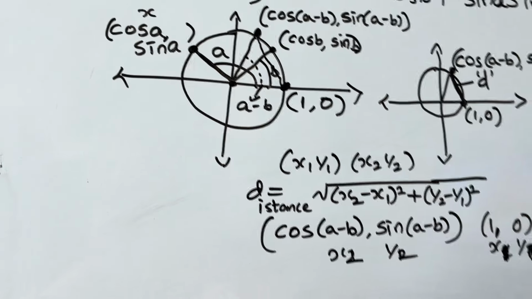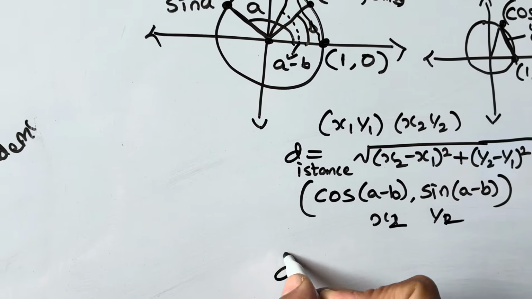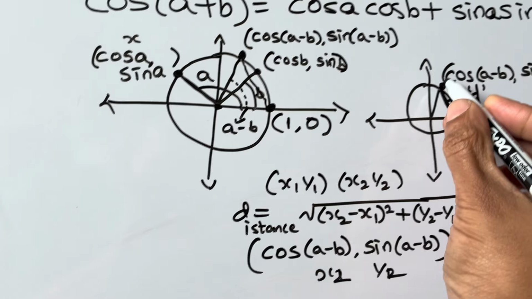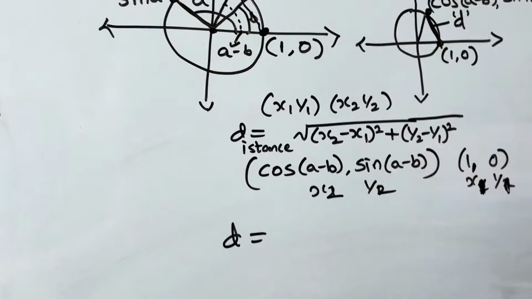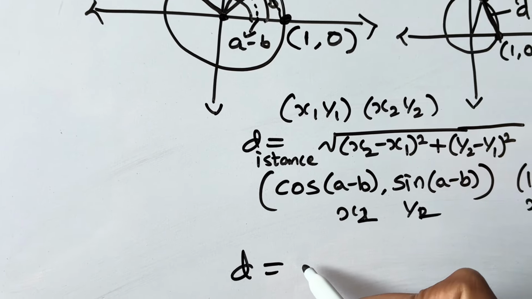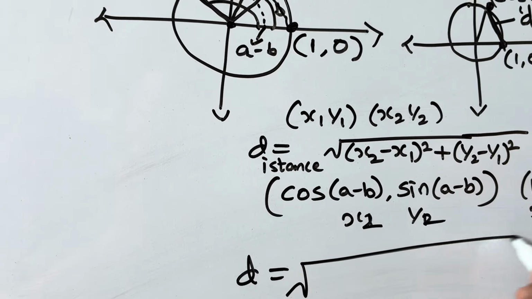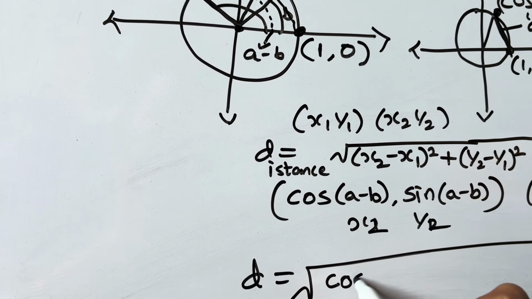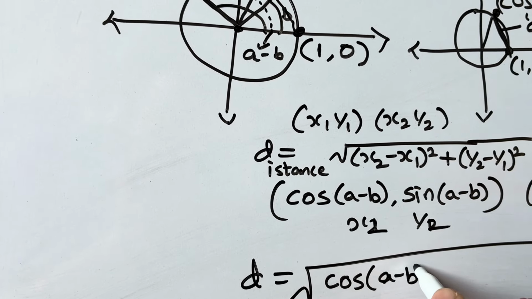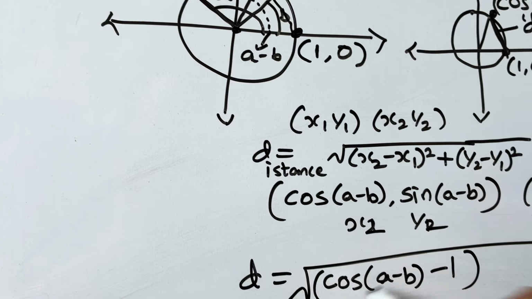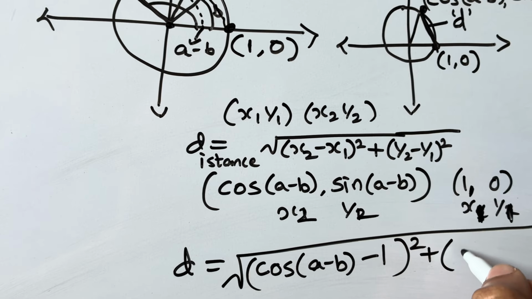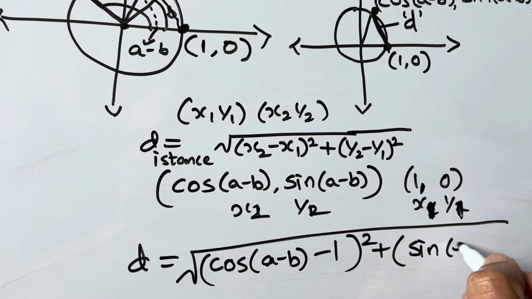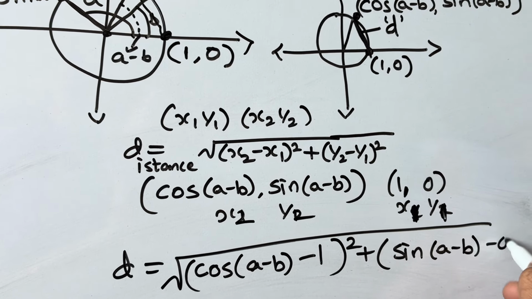So let's now apply the distance formula here. Let's say this length is denoted as D, and the distance between the two points would be D equal to the square root of cos of A minus B minus 1, whole square, plus sine of A minus B minus 0, whole square.